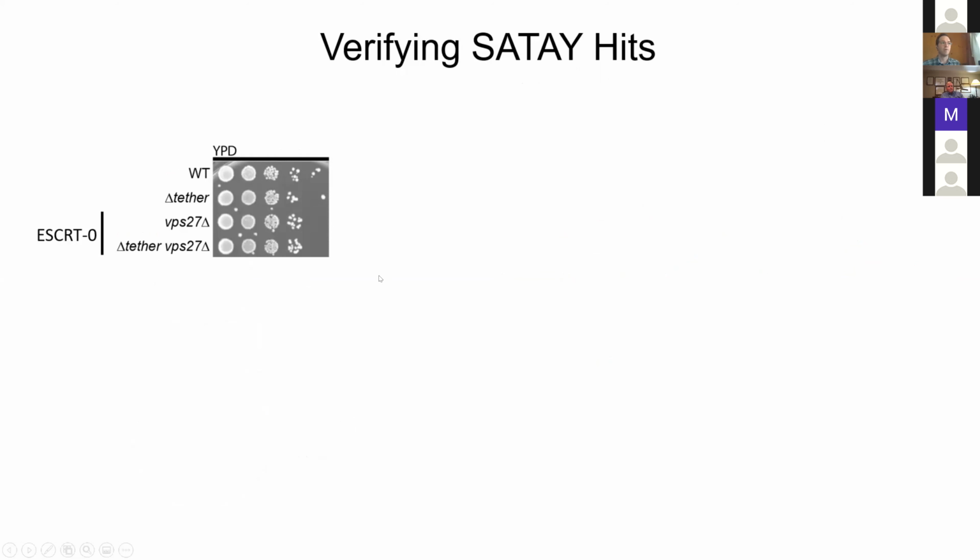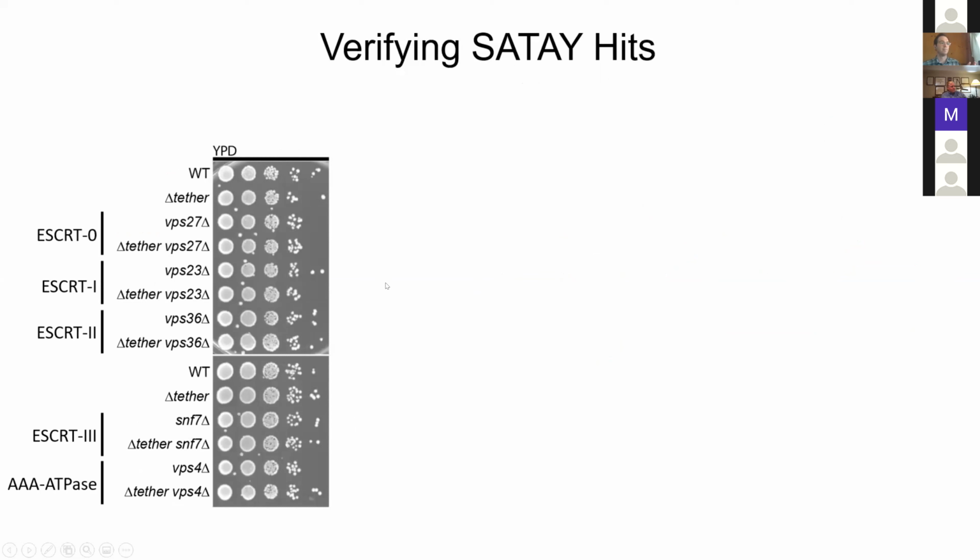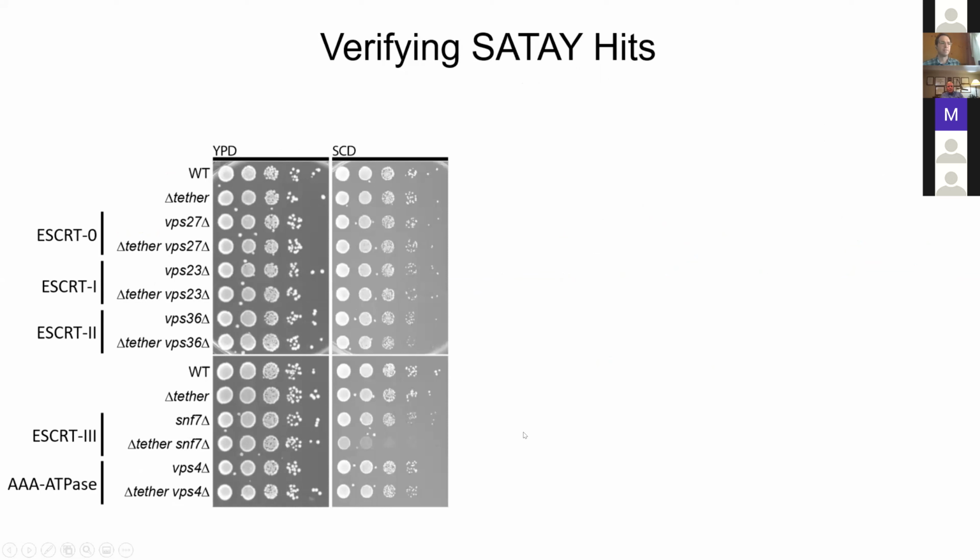So next, I tested whether or not ESCRT mutants gave a synthetic lethality in the wild type or delta tether background. And when I did this, I was really disappointed because I found that none of them gave any growth defect at all on rich media or YPD. However, the SATAY assay is done on a synthetic media, so I decided to test whether or not they're sick on synthetic media. And when I did that, I found something really surprising, and that was that only SNF7 mutants were synthetically sick in the delta tether strain background.